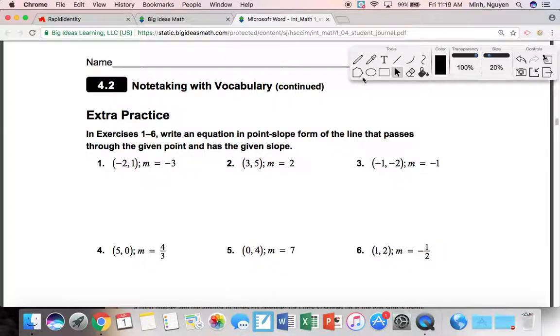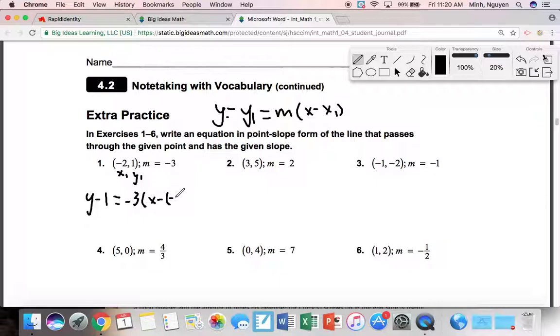So write an equation in point-slope form of the line that passes. So as a reminder, y minus y1 equals m times the quantity of x minus x1. So here we have x1, y1. Say y minus 1 equals negative 3 parentheses x minus negative 2, or just y minus 1 equals negative 3 times x plus 2. That's it, guys.